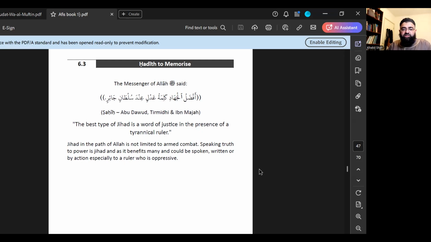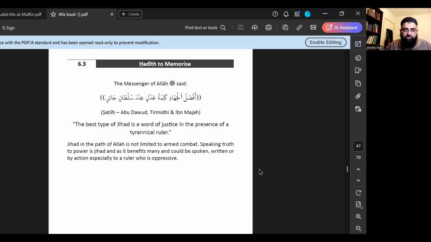So the most virtuous jihad is, then there's extra information, inda sultanin ja'irin. Inda is that jar majrur structure. And sultanin ja'irin, tyrannical ruler, is mawsuf sifa. Notice sultan is masculine, ja'ir is masculine. Sultan is indefinite, ja'ir is also indefinite. It's also singular. And so inda makes sultanin majrur, hence there is a kasratain there. Inda is, in this case, like a harf jar, and there's a jar majrur structure there.